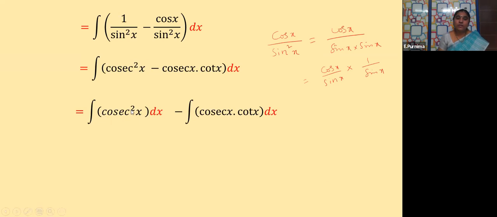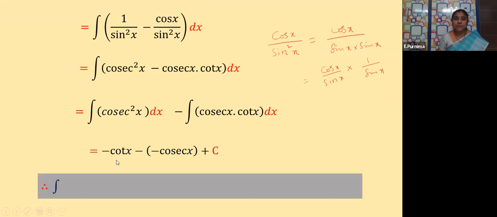Next thing is what? What is the formula for integral cosecant square x? What is the formula, children? Minus cot x. Here the integral of cosecant x into cot x is minus cosecant x. Here already one minus sign is there, children. Minus into minus becomes plus. So what is the next step here? Integral 1 by 1 plus cos x dx, this is our question, is equal to minus cot x plus cosecant x plus c. So what is the final integral value we got? Minus cot x plus cosecant x plus c.